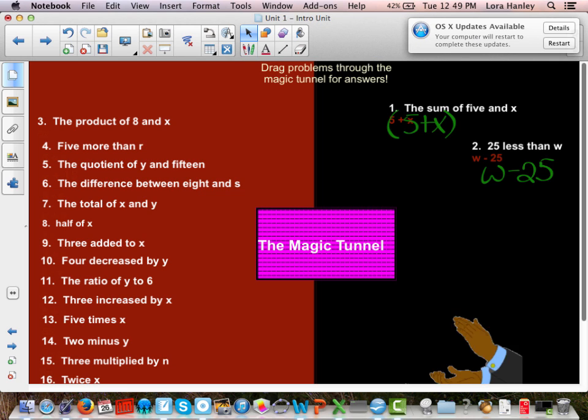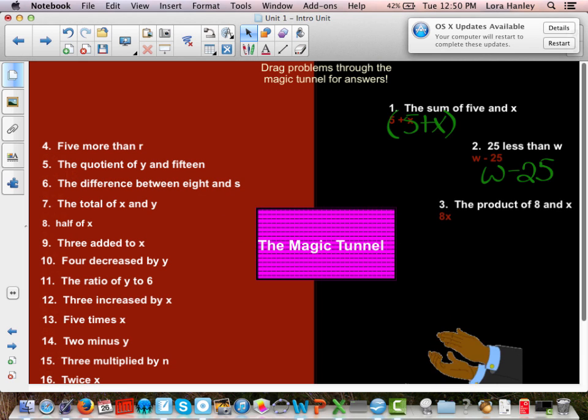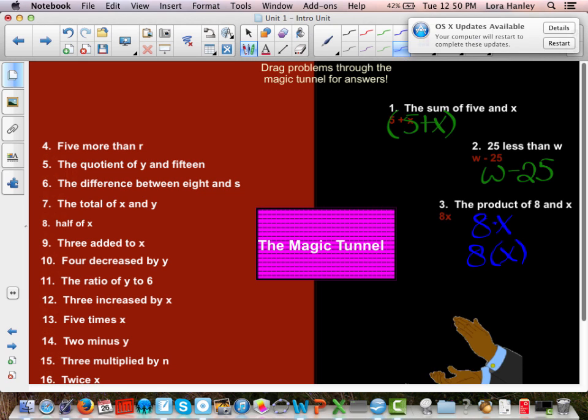The product of 8 and x. Product means we're multiplying, so 8 and x is 8 times x. And there are multiple ways that we can write that. We can use parentheses, we can use the center dot, or we can just write them next to each other. Any of those three ways is perfectly acceptable.